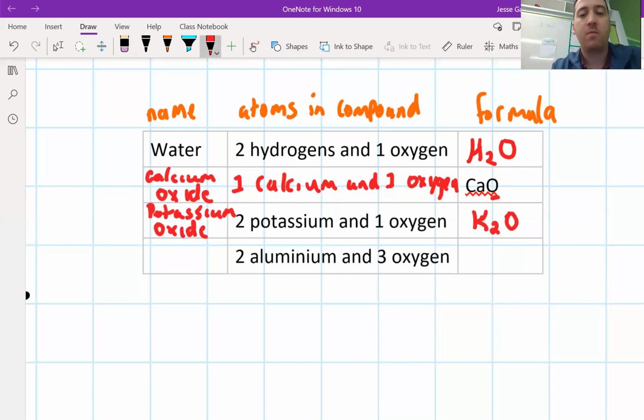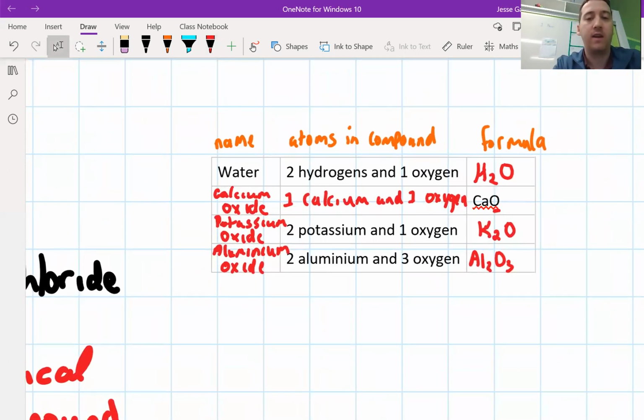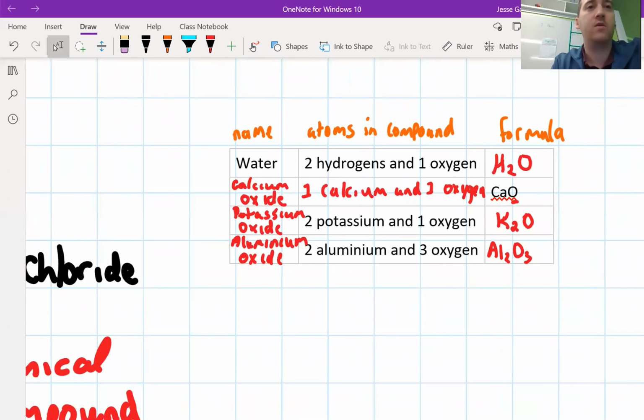Okay. What about aluminium and oxygen? So we've got 2 aluminiums and 3 oxygens. Al is aluminium, and we've got 2 of them, so Al2, and 3 oxygens, O3. Well done if you got that right. And the name here is going to be aluminium oxide. Again, fantastic job if you got that right. Okay, so if you could do all of them, then you are absolutely flying. We're just going to learn a little bit more today.